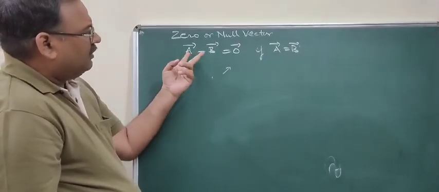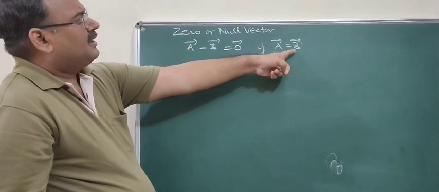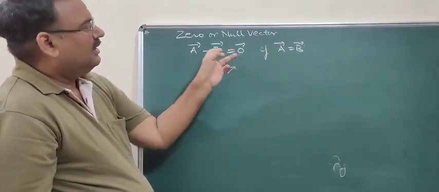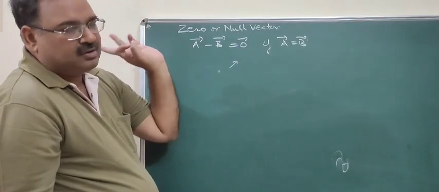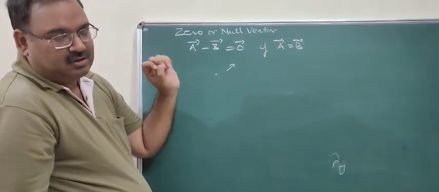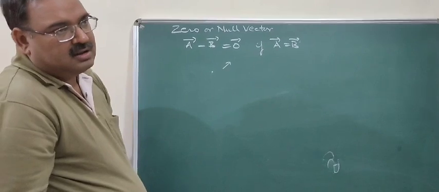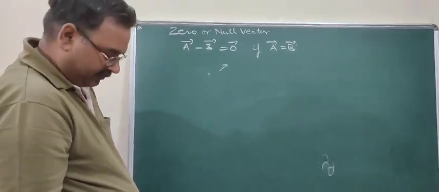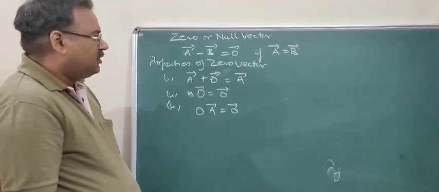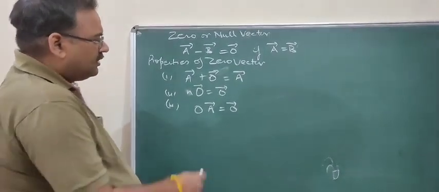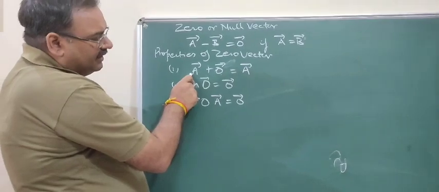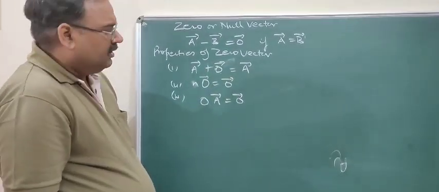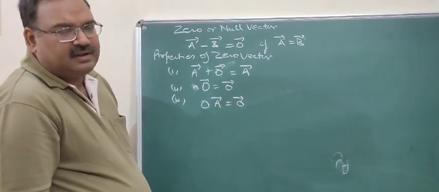So if vector A and vector B are equal, that is they are the same in magnitude and same in direction, then the difference will give out a zero vector. A zero vector has zero magnitude and no particular direction. Then we have the properties of zero vector. If a zero vector is added to any vector A, then the answer is A vector. So there is no change if we add a zero vector to any given vector.